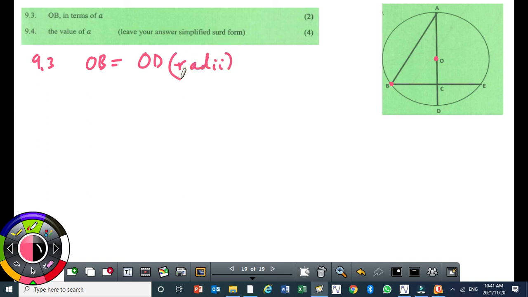Okay? So you're following that. But what is OD? So OB is going to be 2A plus A, and this gives me 3A. Okay? Are you following? Right. Make sure you know what I just did here. And 9.4, the value of A. Right? The value of A.